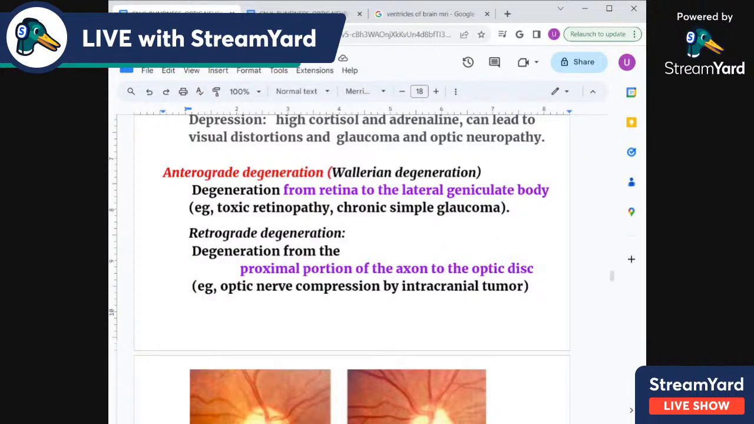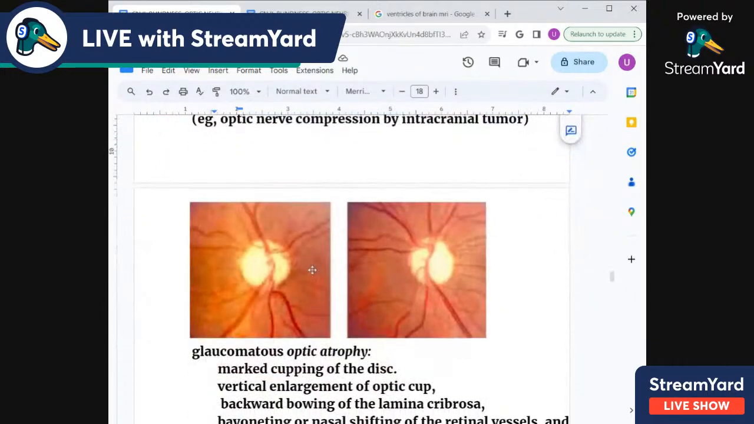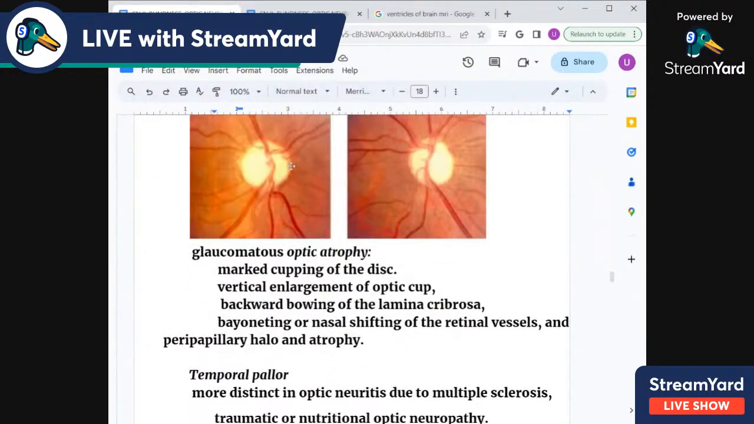In this anterograde degeneration, there is degeneration from the retina to the lateral geniculate body. The other one is retrograde degeneration, in the proximal portion of the axon toward the optic disc. Then we have glaucomatous optic atrophy. It has some changes of both.